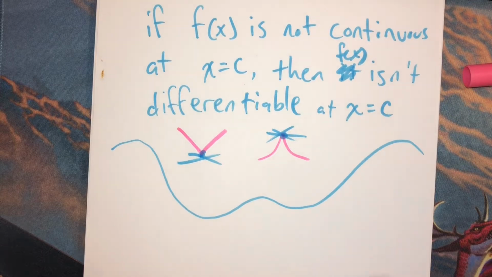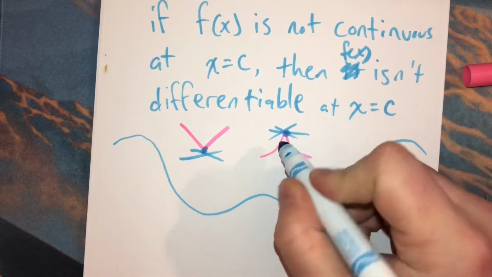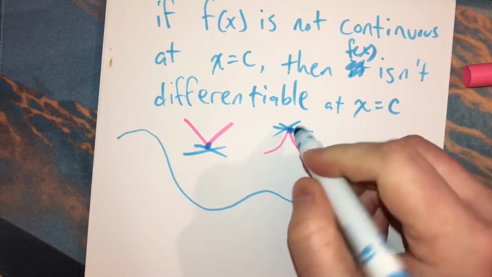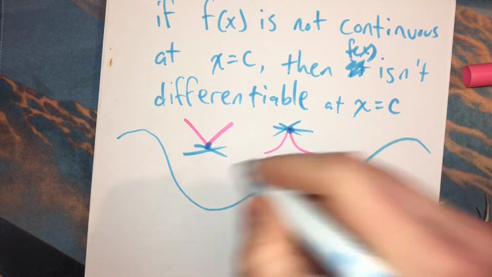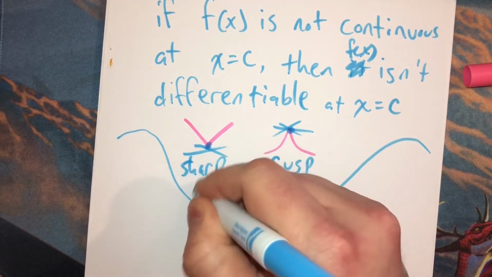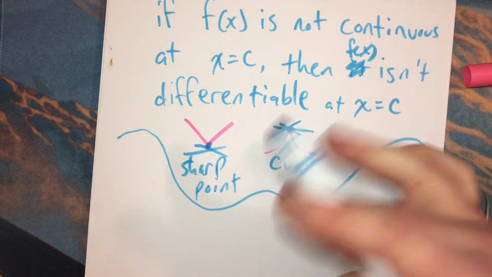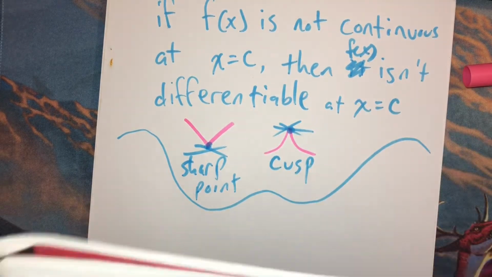All right. So a word that we have for this one that looks a little bit like a seagull, it's called a cusp. This guy's called a sharp point. These are more informal names.